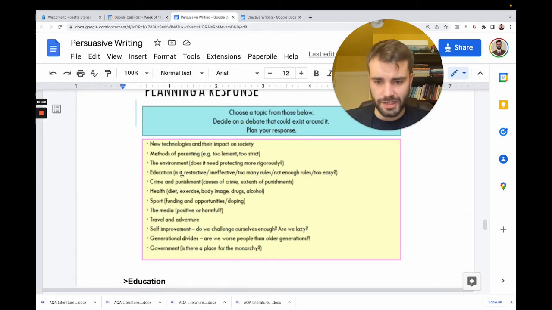Other popular topics might include health. Things like body image are quite topical. Sport has come up in the past. The media, especially social media, is it good or bad? Technology would also link into that. The impact of mobile phones, computers, etc. So these are more popular. The other topics like generation, self-improvement, government, crime, probably less likely to come up, but they could do.